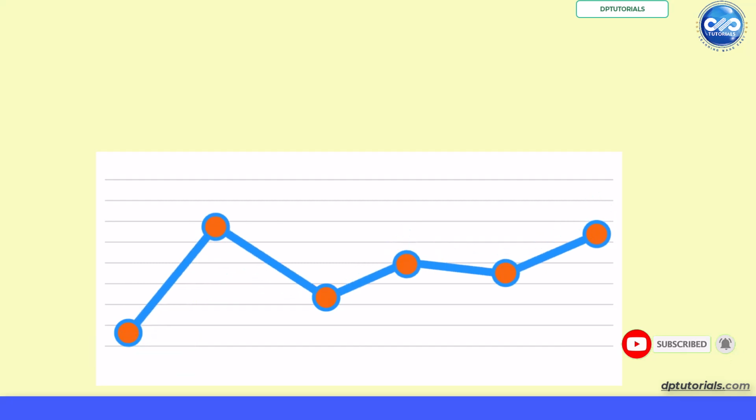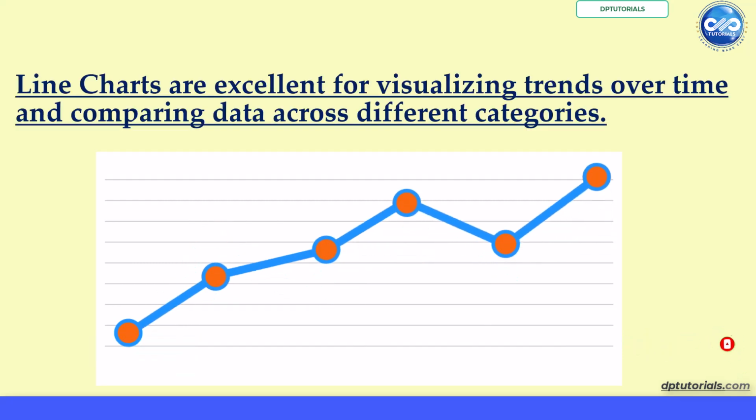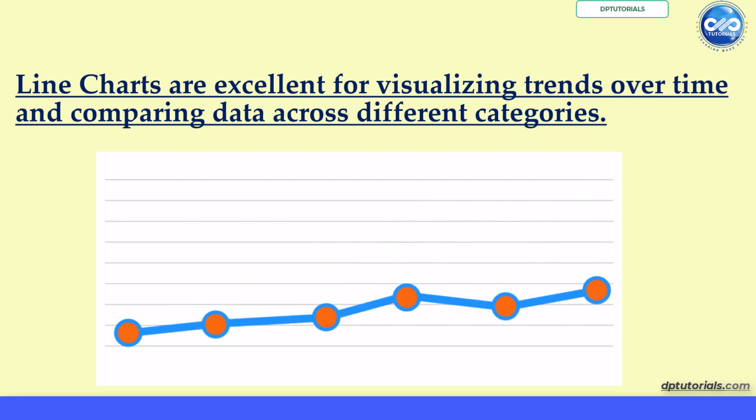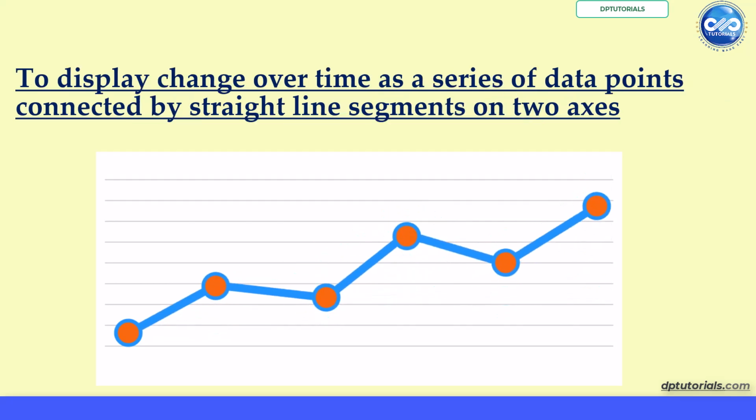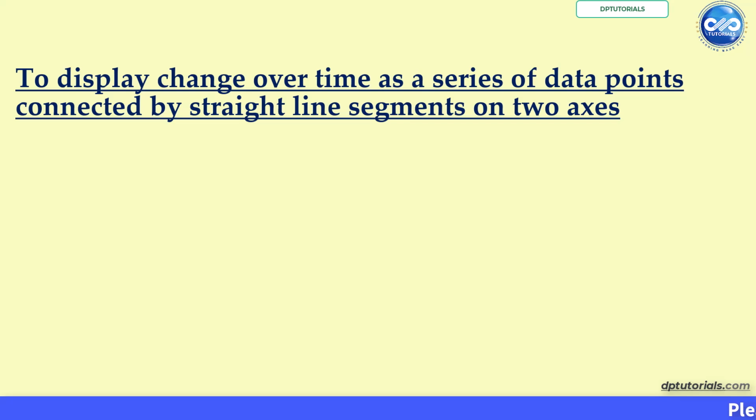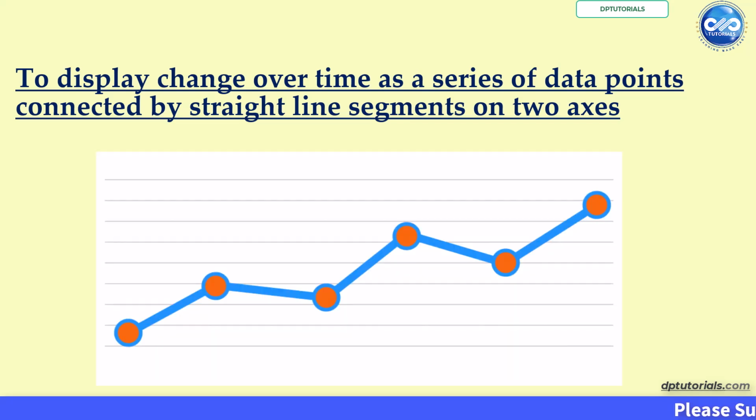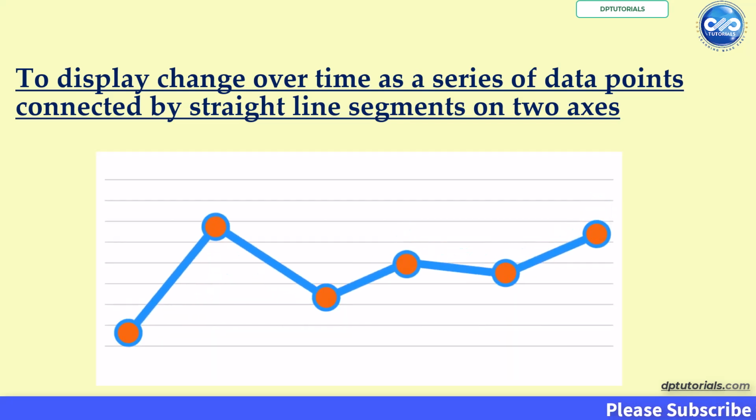Line charts are excellent for visualizing trends over time and comparing data across different categories. Purpose: to display change over time as a series of data points connected by straight line segments on two axes.